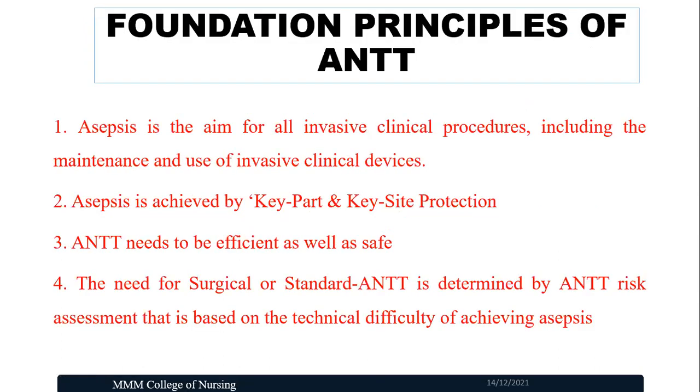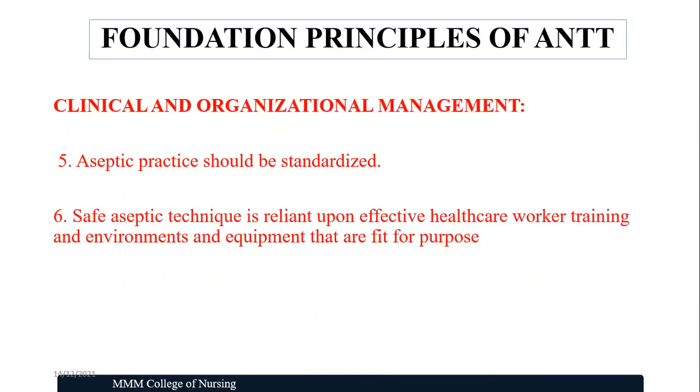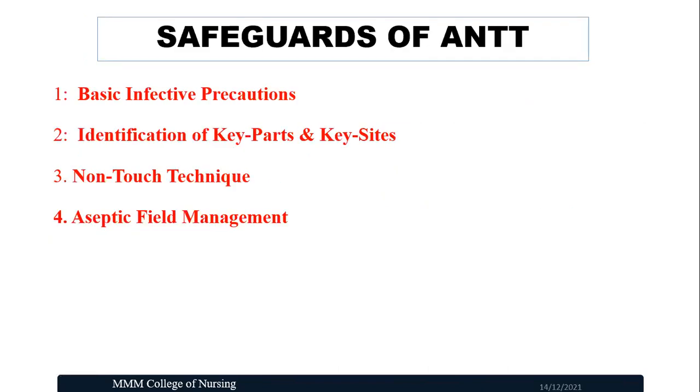Next, we'll see the 4 safeguards that are given for maintaining or using the ANTT. The first one is the basic infection precautions, that is, using environmental control, hand cleaning, and disinfecting medical devices, which significantly reduce the risk of contaminating key parts and key sites.